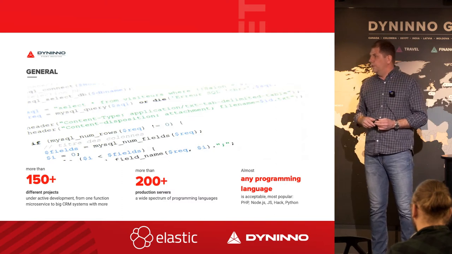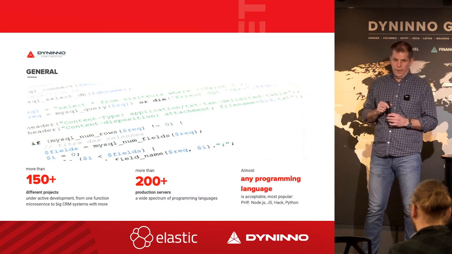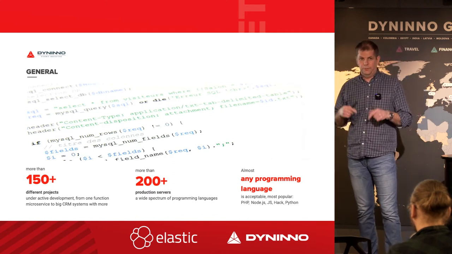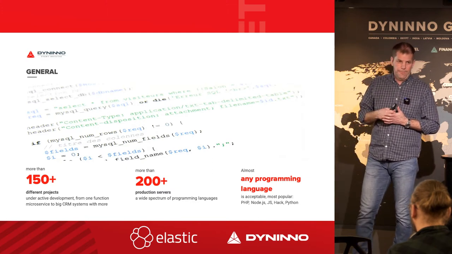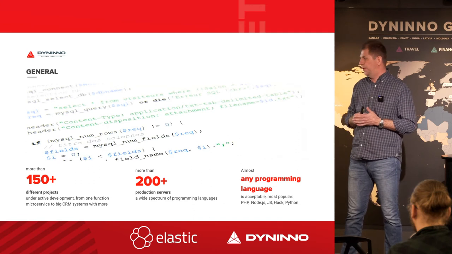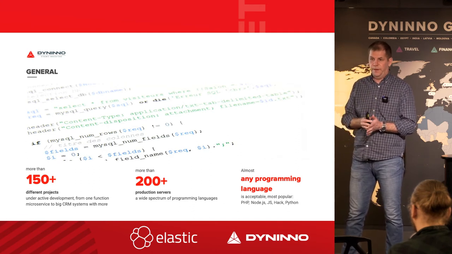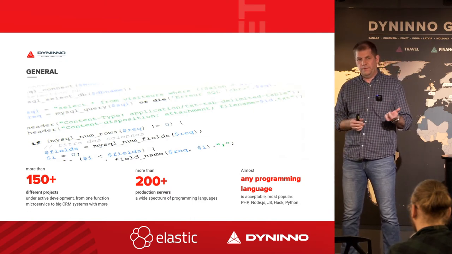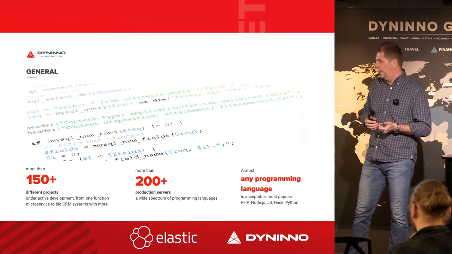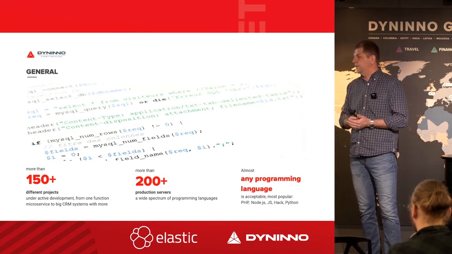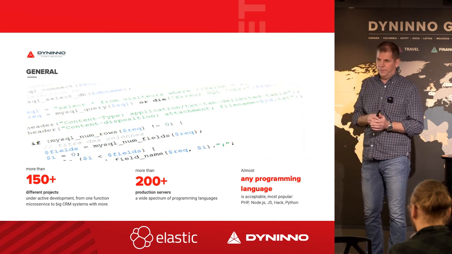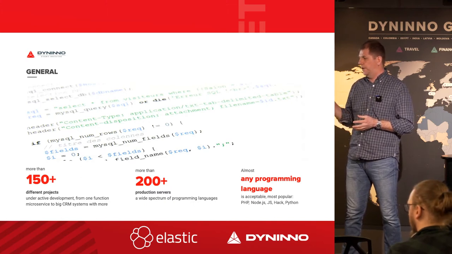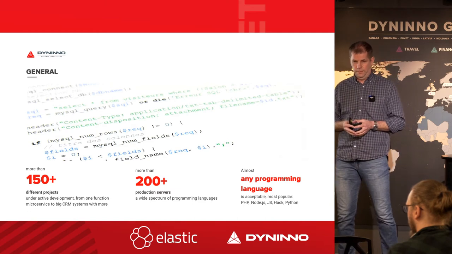Some facts about our technologies. Everything we develop, I mean software, we do in-house. So we do not outsource software development to external companies. Here we have about 150 different kinds of projects, from small, tiny microservices to quite large CRM systems. Our server infrastructure consists of more than 200 servers, and it's growing. We mostly host our servers on Amazon, AWS.